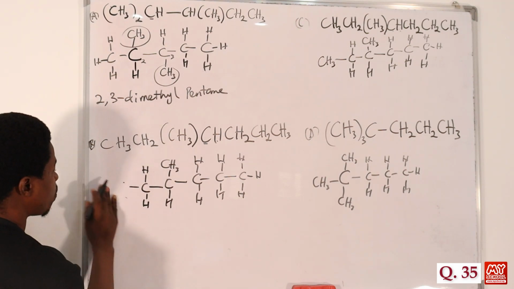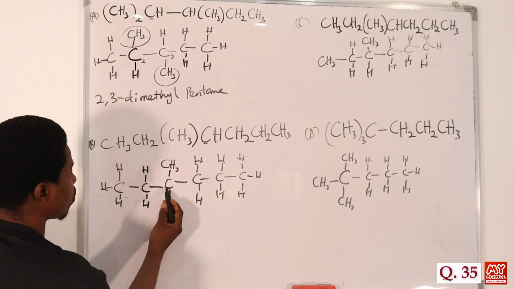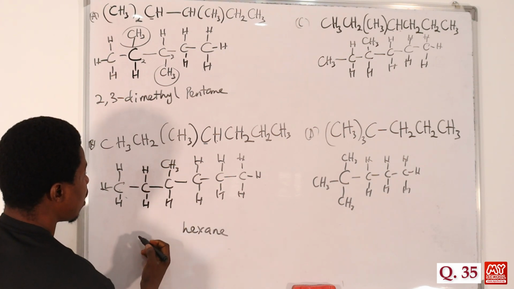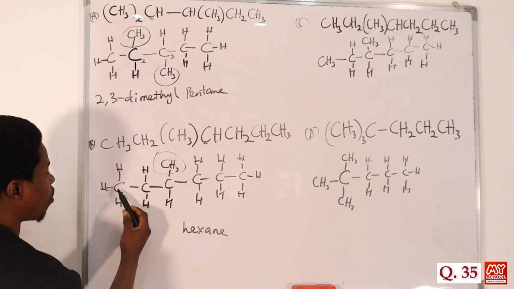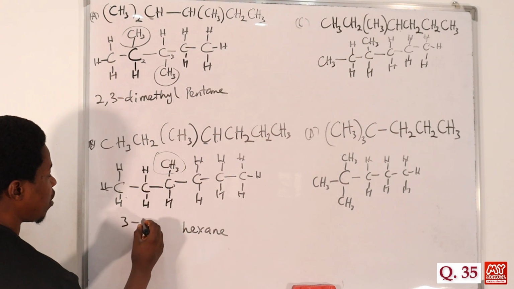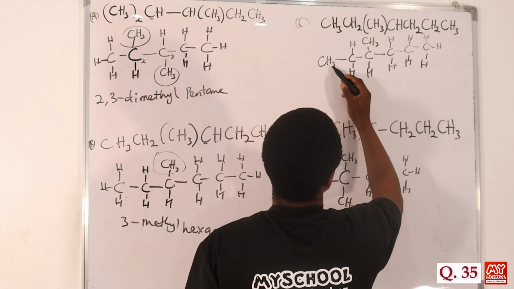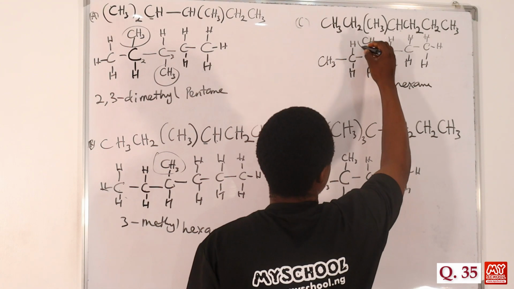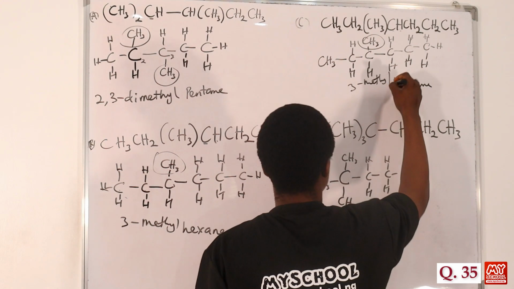Okay, let's go to option B. We can expand this also, hydrogen here, hydrogen here, hydrogen here. So the longest chain is 1, 2, 3, 4, 5, 6, so that is hexane. We have only one substituent added here, on carbon 3. So that is 3-methylhexane. Therefore, for this one we have the same thing, 1, 2, 3, 4, 5, 6. That is also hexane. On carbon 3 you have another one there, so that is 3-methylhexane, the same thing as that.